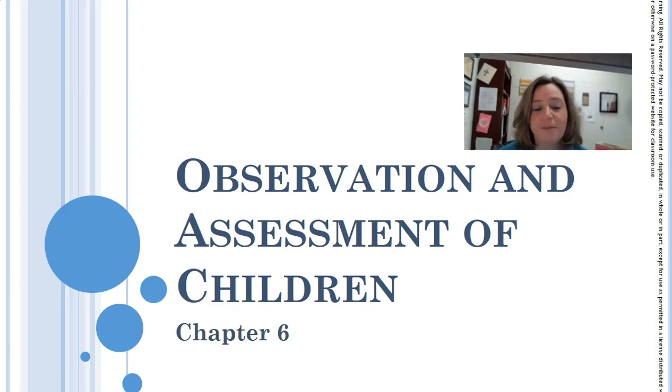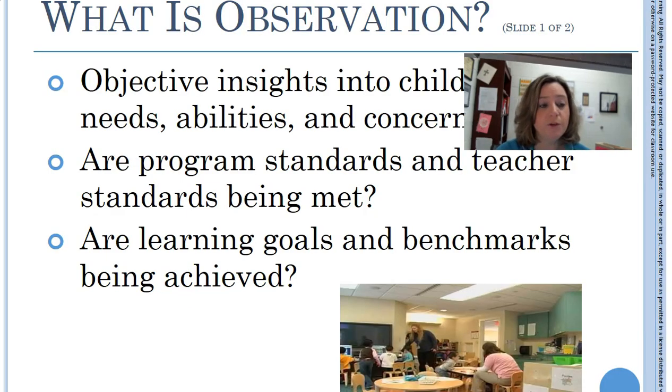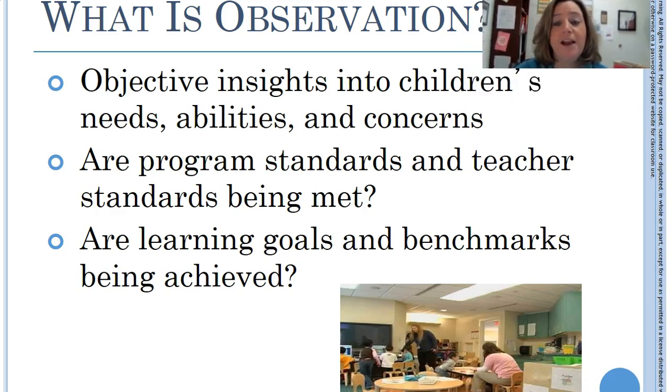So as I said, this chapter talks about observation and assessment. And I will tell you that assessment is normally seen as a bad word. Nobody likes the word assessment because we think of the word test. But that's not what the intention is. The intention behind assessment is to figure out where children are, but how do we get that information? And then how are we going to use that information? So the first part of the chapter is going to talk about observation, and then the second part is going to talk about assessment.